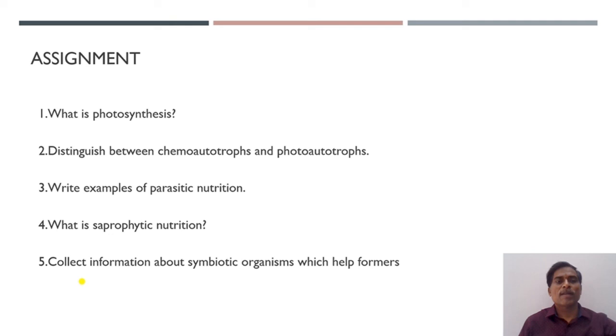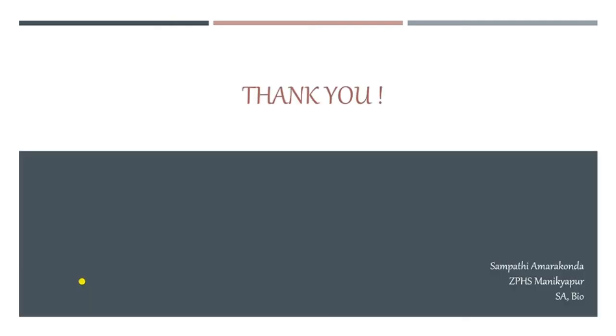Here is an assignment for you, children. The first question: what is photosynthesis? Second question: distinguish between chemoautotrophs and photoautotrophs. Third: write examples of parasitic nutrition. The fourth question: what is saprophytic nutrition? The fifth question: collect information about symbiotic organisms which help farmers. Thank you, students.